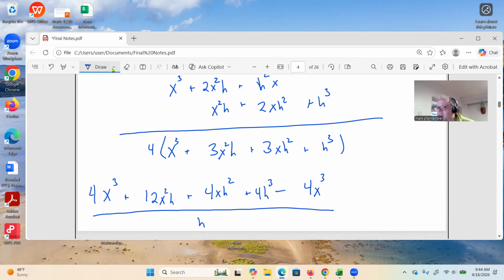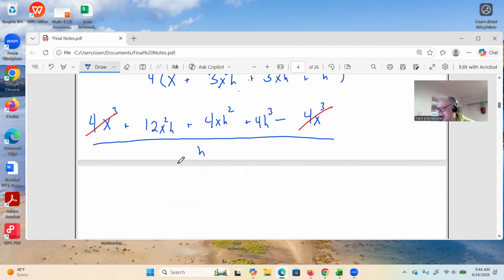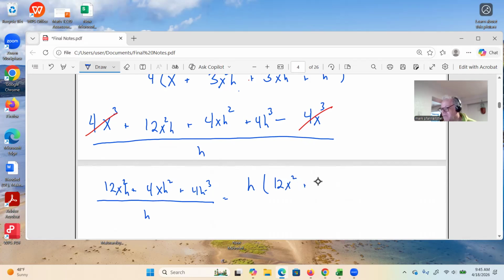Now, some stuff cancels here too. So we have 4x cubed minus 4x cubed. That's all the numerator canceling we're going to get. So we have 12x squared h plus 12xh squared plus 4h cubed all over h. Notice that each of these terms has an h in it. We're going to factor that out. So we have h times 12x squared plus 12xh plus 4h squared, all over h.